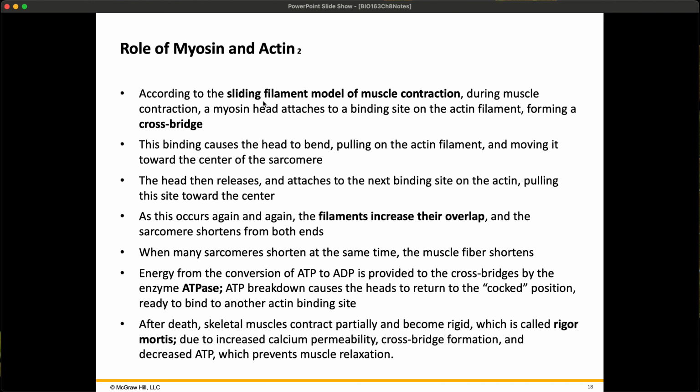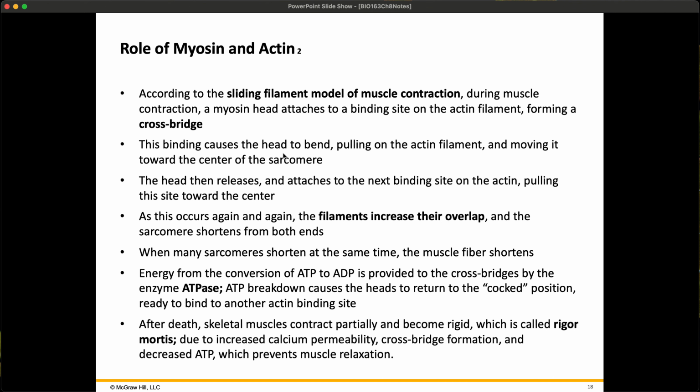So we call this the sliding filament model of muscle contraction because we're talking about our thick and thin filaments sliding over each other, and that's what causes the muscle to shorten. We call where the myosin head attaches to the binding site a cross bridge. So the cross bridge formation is a crucial part of a muscle contraction.